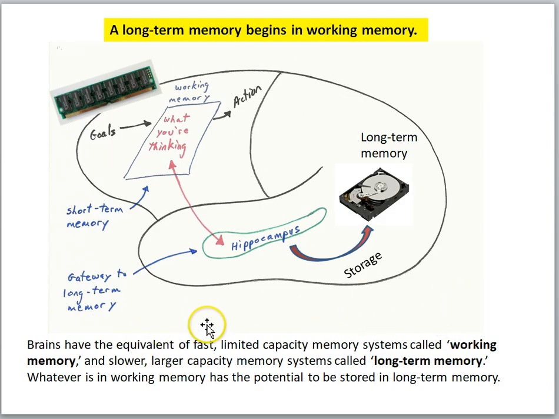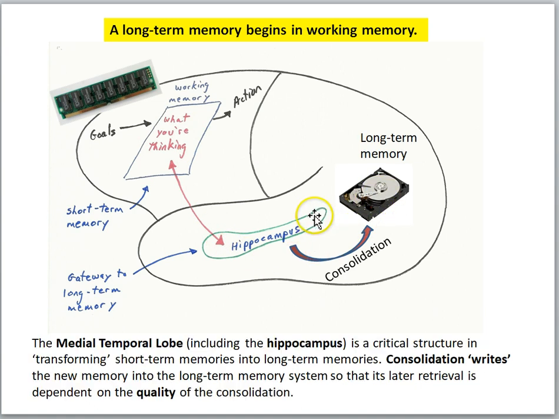Now, brains have the equivalent of the fast, limited capacity memory system, the working memory system, and also the slower, larger capacity memory system called long-term memory. And whatever's in working memory has the potential to be stored in the long-term memory system. The medial temporal lobe and the underlying tissue structure called the hippocampus is critical in transforming a short-term memory into a long-term memory. And this process, called consolidation, writes the new information into the long-term memory system so that its later retrieval is dependent on the quality of consolidation. We'll say more about that in a moment.